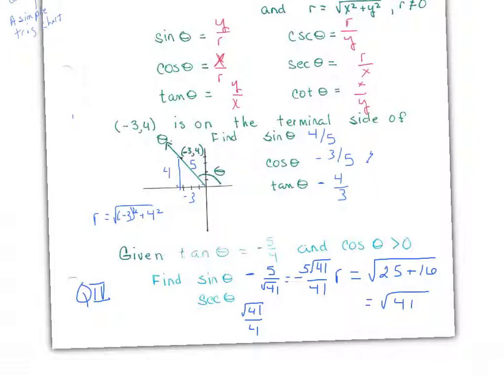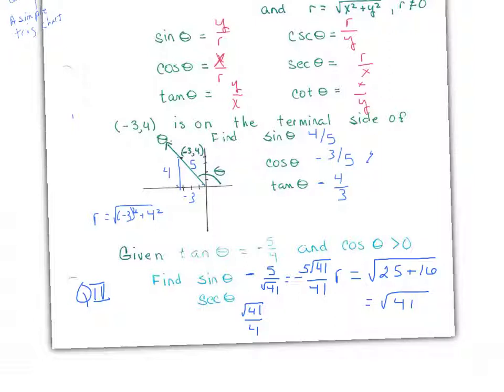So when you were trying to figure out what the quadrant is, what were you looking at again? Looking at the quadrant, tangent's negative, so that means we're either in quadrant 2 or quadrant 4. But the cosine's positive, so that narrows it down to quadrant 4. Okay. So that's the reason that we did that.